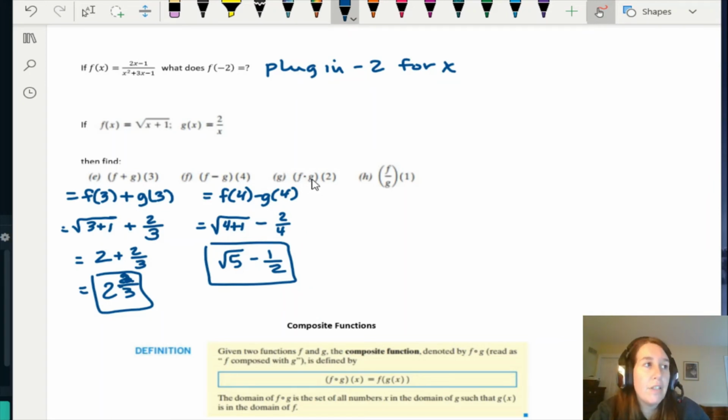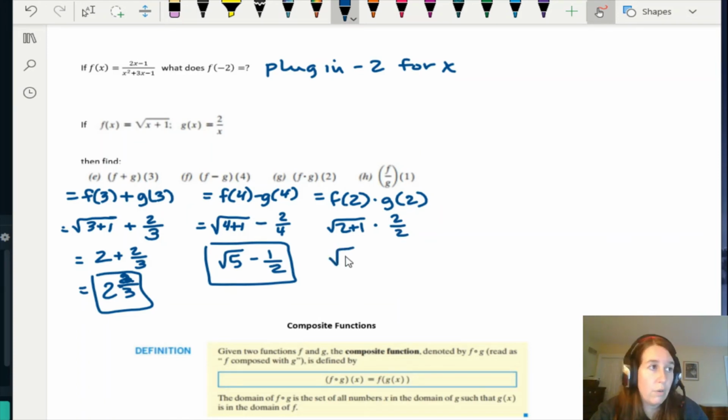The f times g of 2 is the same as the f of 2 times the g of 2. So the f of 2 is the square root of 2 plus 1, and the g of 2 is 2 divided by 2. Okay, so this is the square root of 3, and 2 over 2 is 1. So this is equal to the square root of 3.